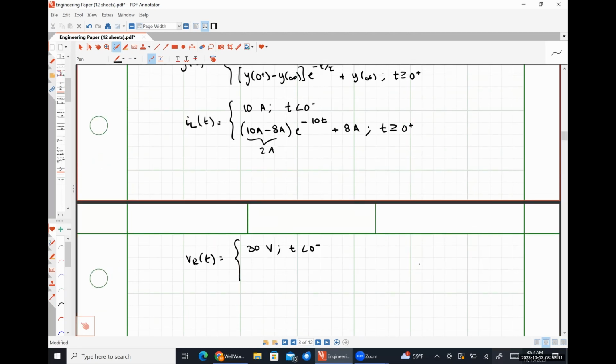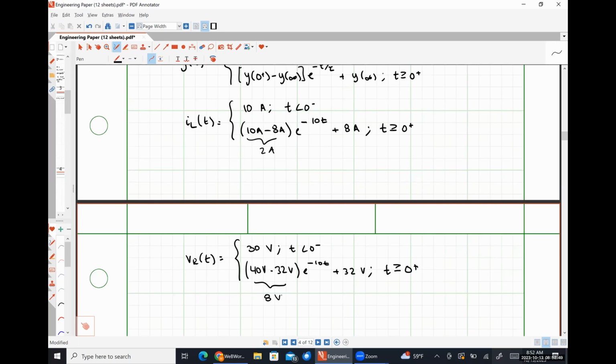What was VR at 0 plus? Then it was 40 volts. VR at infinity? 32. So VR(t) = 8e^(-10t) + 32 volts for t greater than or equal to 0 plus. And this is very obviously just 8 volts if we wanted to simplify it as much as we possibly could.